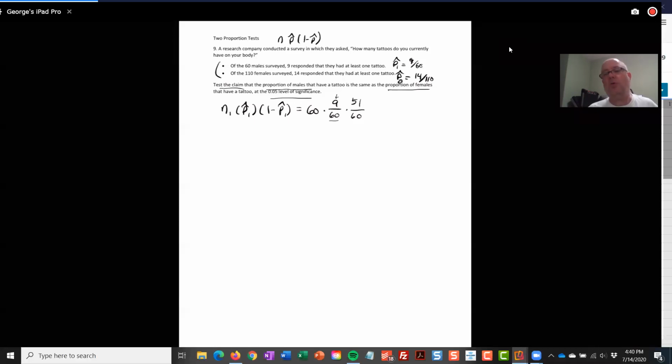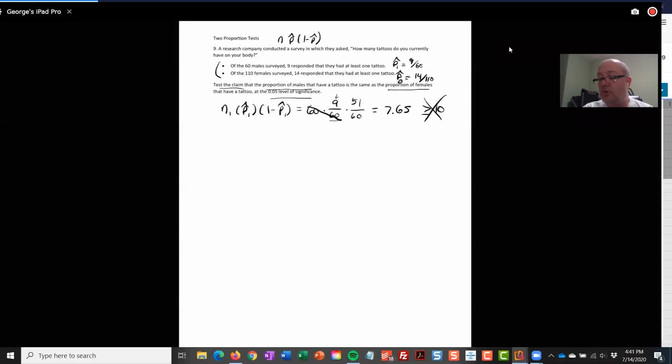Now, when I multiply this out, we might get a little worried that we see so many fractions, but we can see right away that two of the 60s are going to divide out, and we're left with 9 times 51 divided by 60. And if you try that on your calculator, you'll see that that equals 7.65. That is not greater than or equal to 10. The conditions fail. We cannot do the two proportion test. We're going to use the randomization test instead.